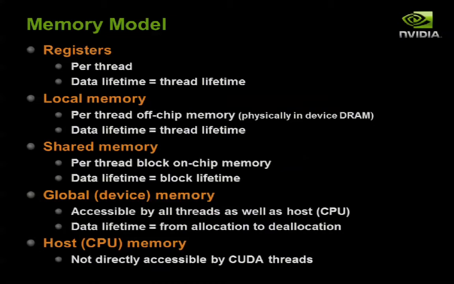Then you have shared memory. That's the one that the threads share within a block. Shared memory is also pretty fast, not quite as fast as registers, but certainly faster than global memory or local memory. The lifetime of registers and local memory is determined by the lifetime of each individual thread, and the lifetime of shared memory is determined by the lifetime of a block.